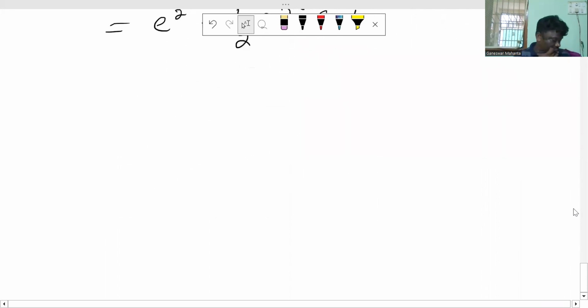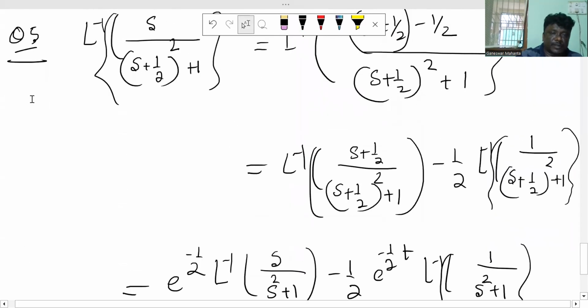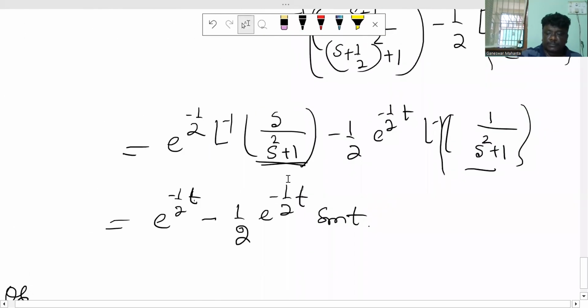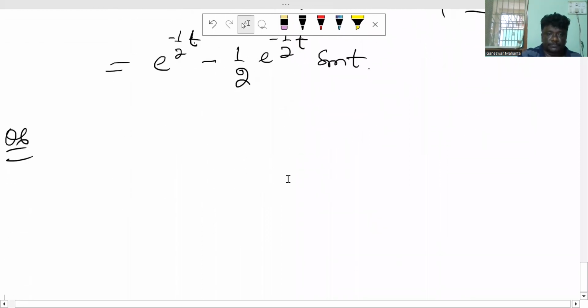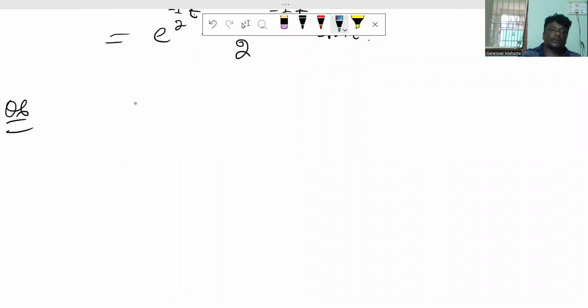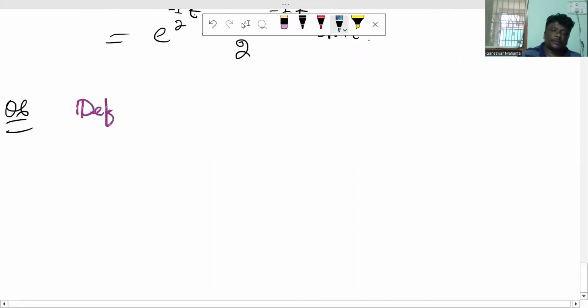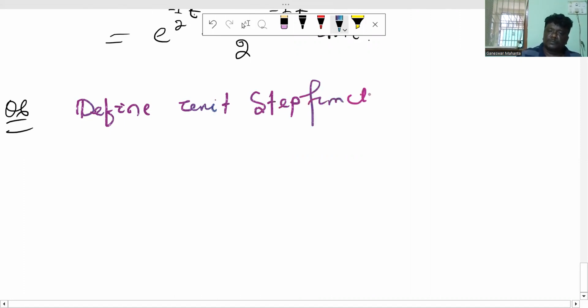Define unit step function. Another function also given here. Various processes also given for the solution. Define unit step function. This is question number 5, and this is question number 6. Define unit step function. Unit step function क्या होता है?